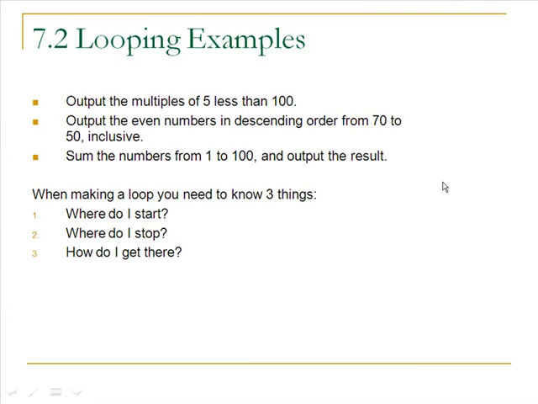Back at the slides now. So I encourage you to go and solve these two problems that use a while loop. Output the even numbers in descending order from 70 to 50 inclusive. So 70, 68, 66 to 50. And then sum the numbers from 1 to 100 and output the result. There's a good example of where you might want to sum the numbers from 1 to 5 and output the result. And if you got that one right, then you can change it to 100 and see the result for the real spec will probably work if your smaller solution worked.